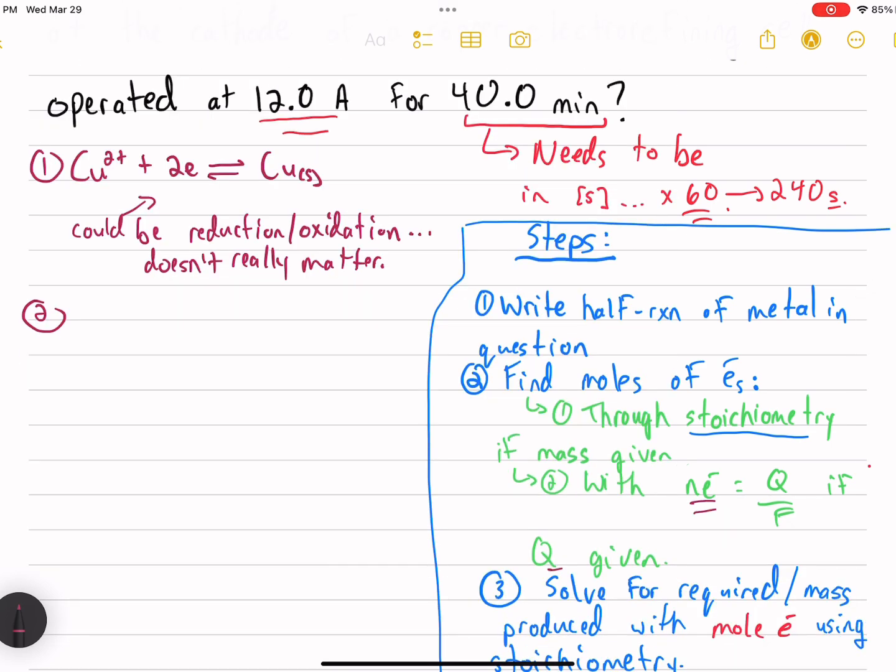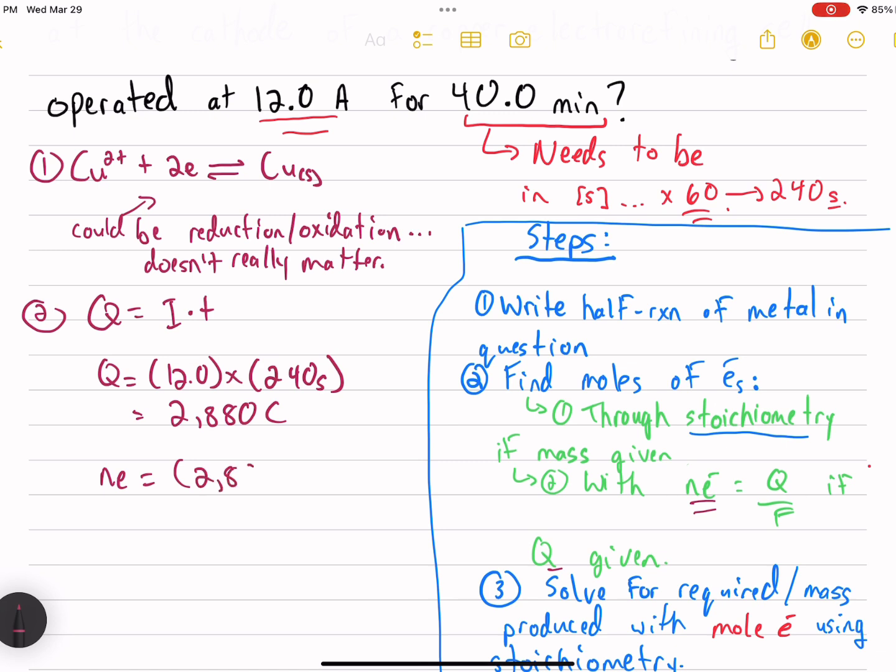Now, in this question, we have the amps and we have the time. So we're actually able to get the charge, or the Q. And if we can get the charge, or the Q, then we can easily find the moles of electrons. So here, I'm plugging in 12 amps multiplied by 240 seconds. And when we plug that into our calculator, we get a value of about 2,880 seconds. Or coulombs, I should say, not seconds, coulombs.